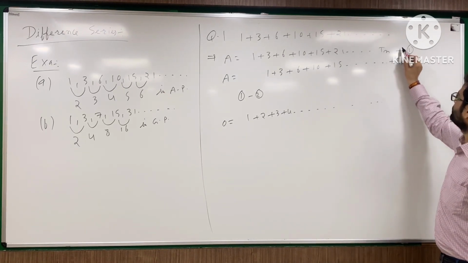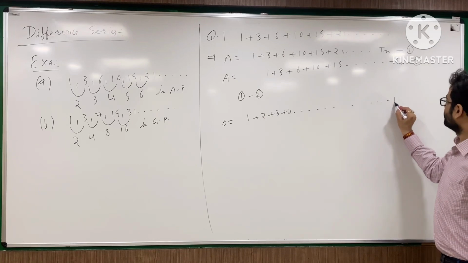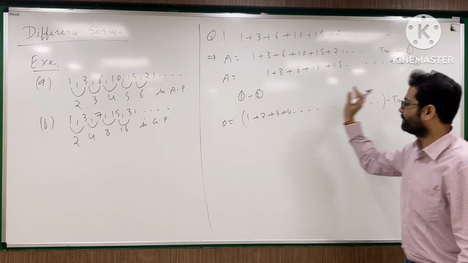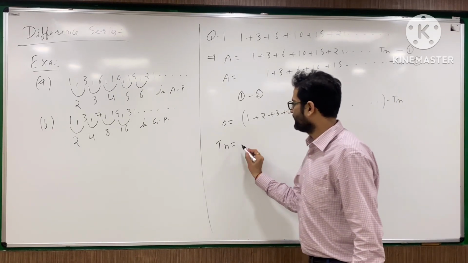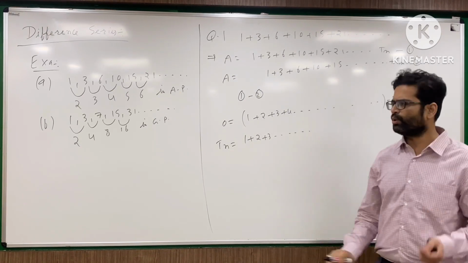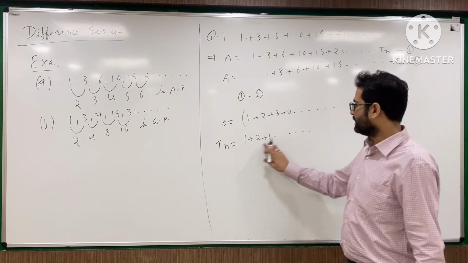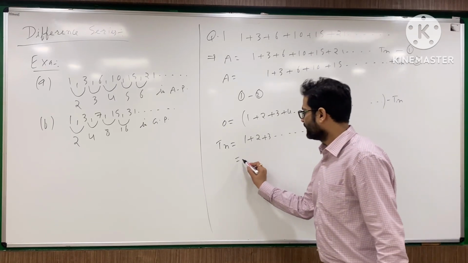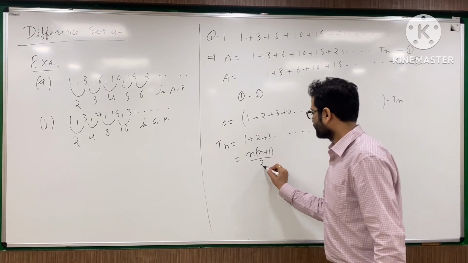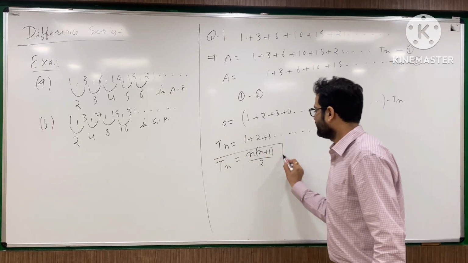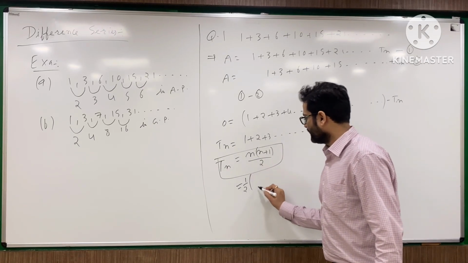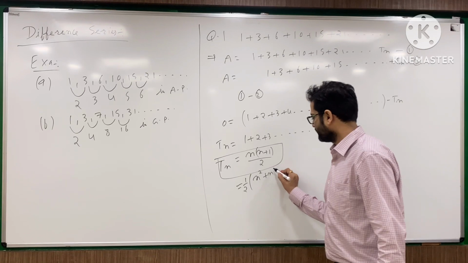And after that, there is no term here. Then minus Tn comes. Then we transfer Tn here. Then we get Tn equal to 1 plus 2 plus 3 up to n terms. We all know the sum of n natural numbers is n into n plus 1 upon 2. So we find the nth term of the series, which after multiplication comes 1 by 2 n square plus n.